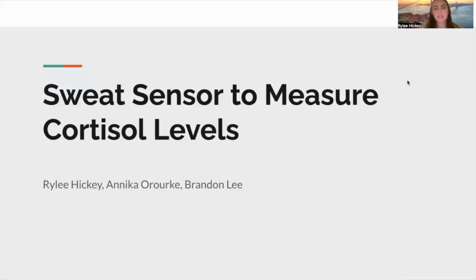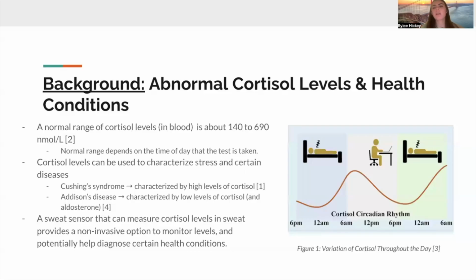For our project, Annika, Brandon, and I decided to model a sweat sensor to measure cortisol levels. Some background on abnormal cortisol levels and health conditions: cortisol levels are usually measured through a blood test, and the normal range of cortisol levels in the blood is about 140 to 690 nanomoles per liter.